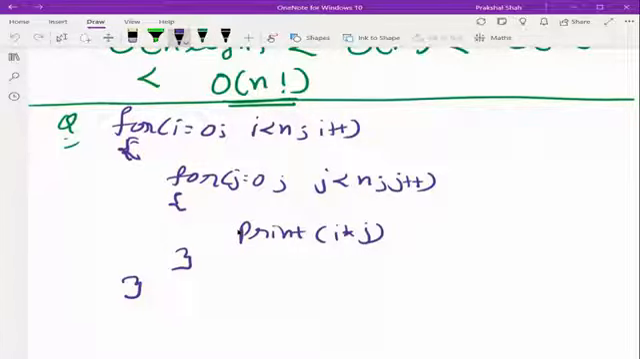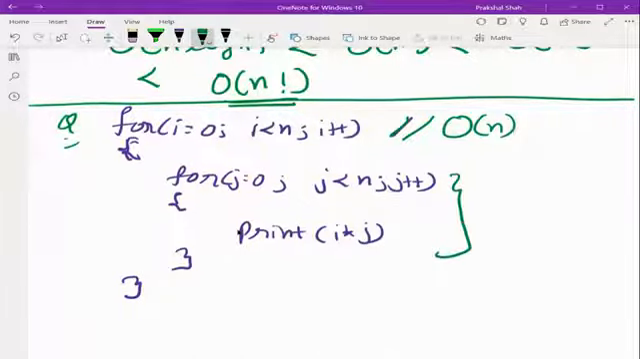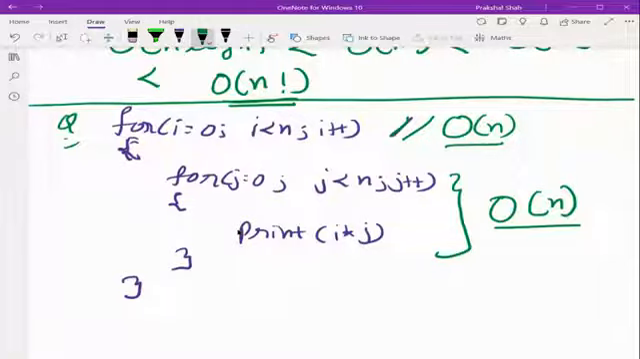Okay, so let's calculate. This will run in order of n. This will again run in order of n. How many of you agree with the statement I've just written? This will be of order of n, and this will be of order of n. Any doubt in this? Okay. Since this is nested, you can see this is the nested thing.